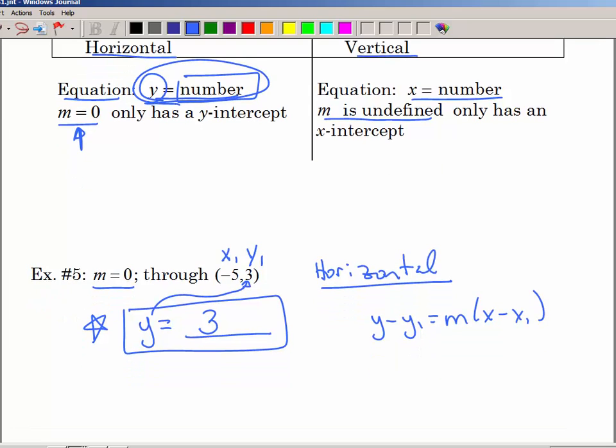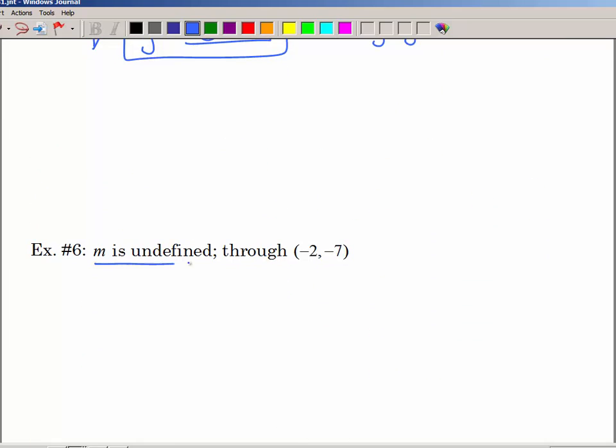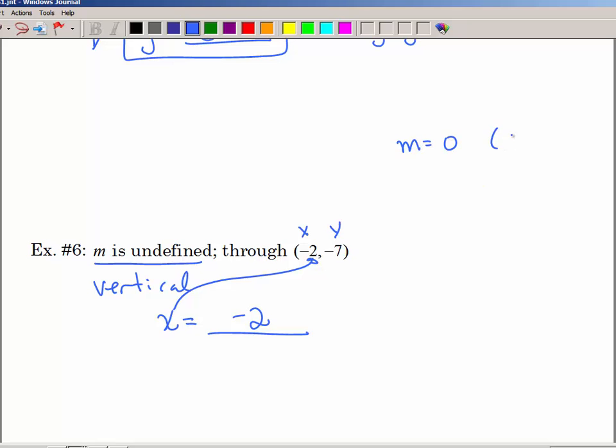Let's look at this other example. M is undefined. That tells you it's a vertical line. And if it's a vertical line, it's x equals. Well, again, x equals what? X equals -2. Could do another one. What if M is 0 and it goes to the point 3, 5? This tells you it's a horizontal line, so it's y equals 5.